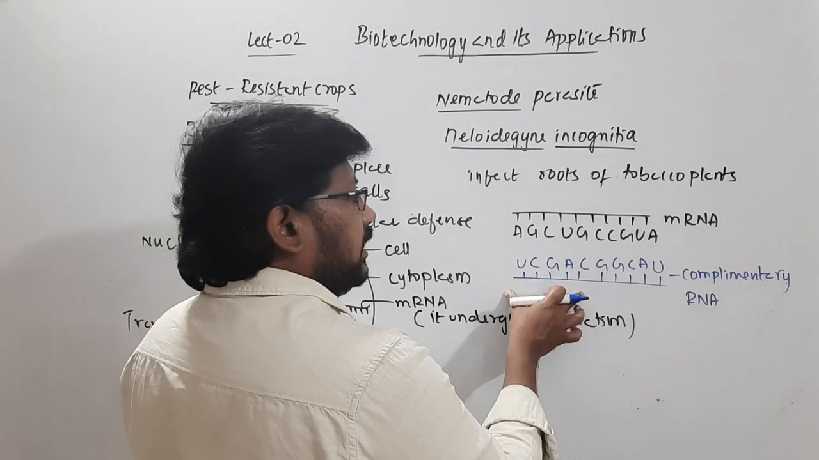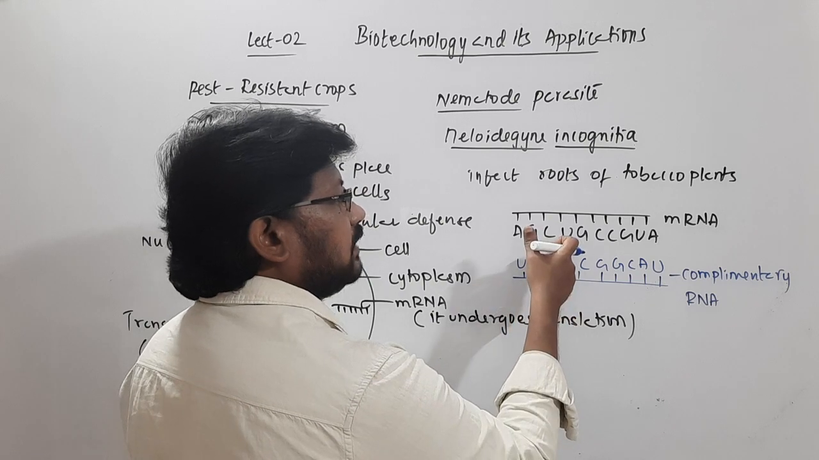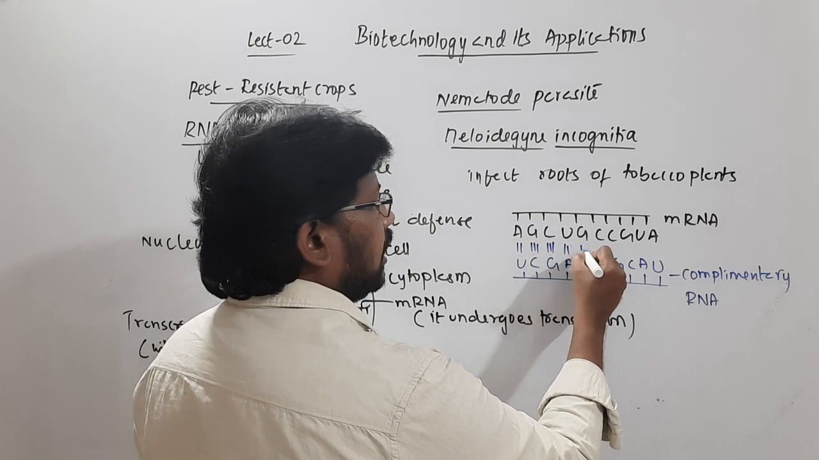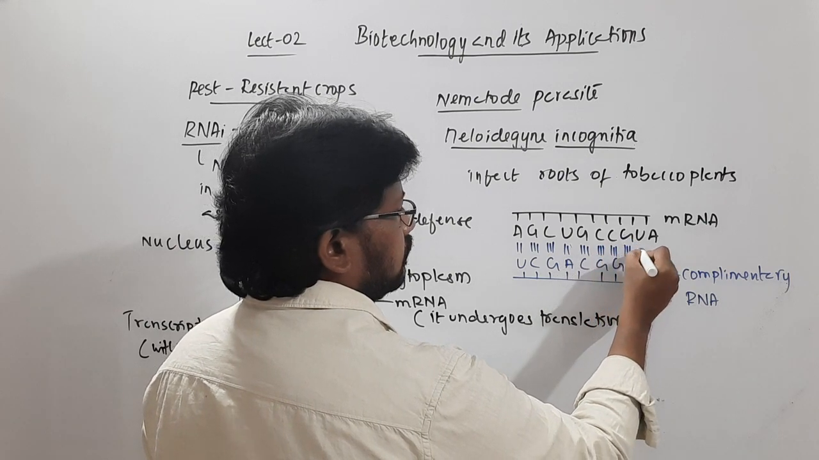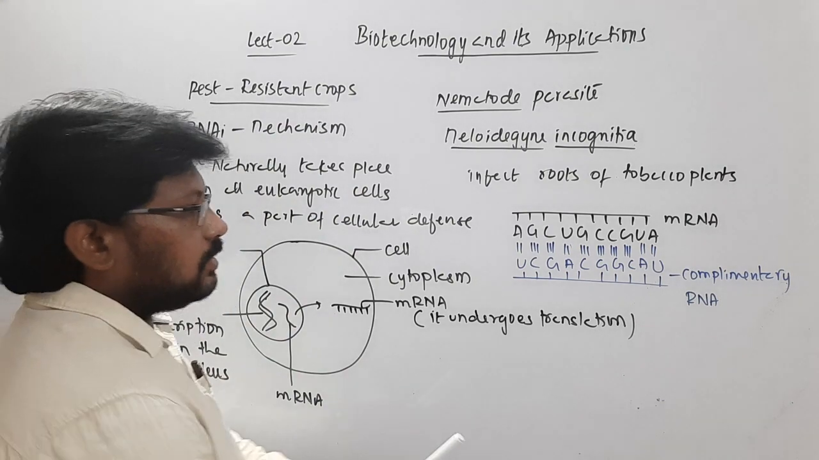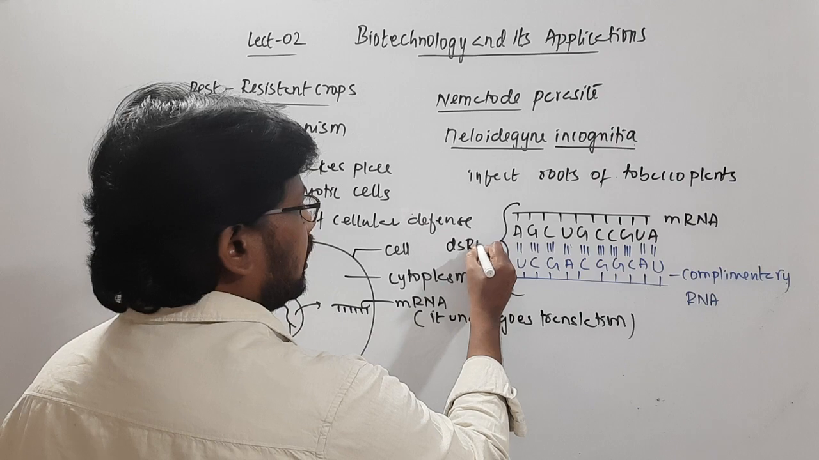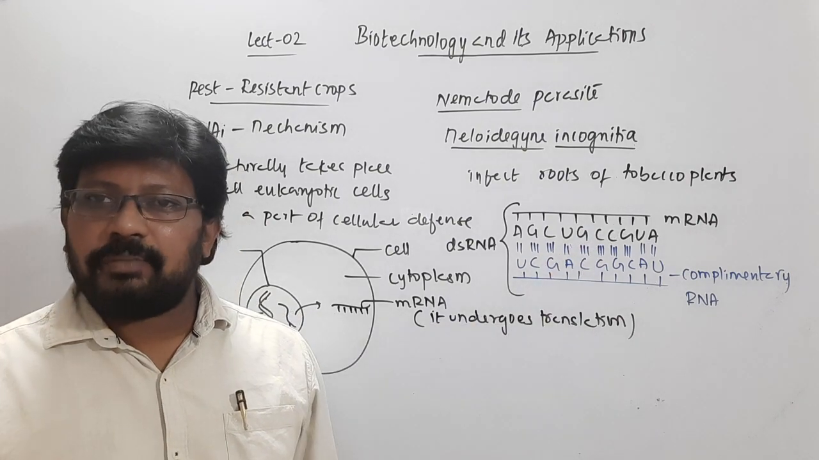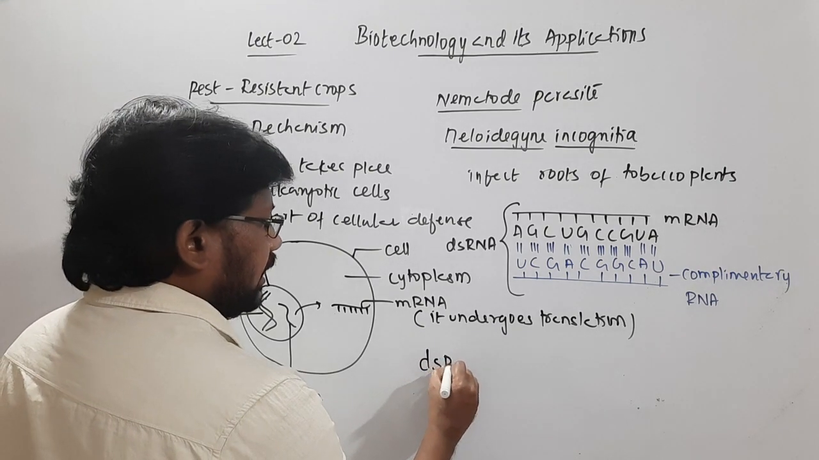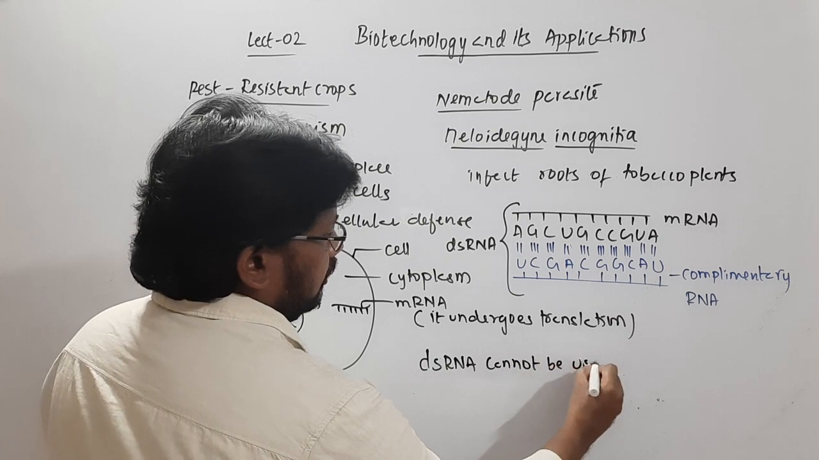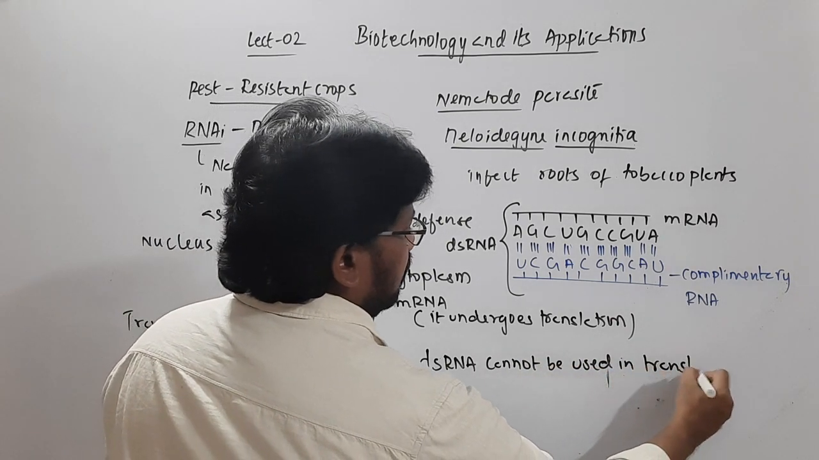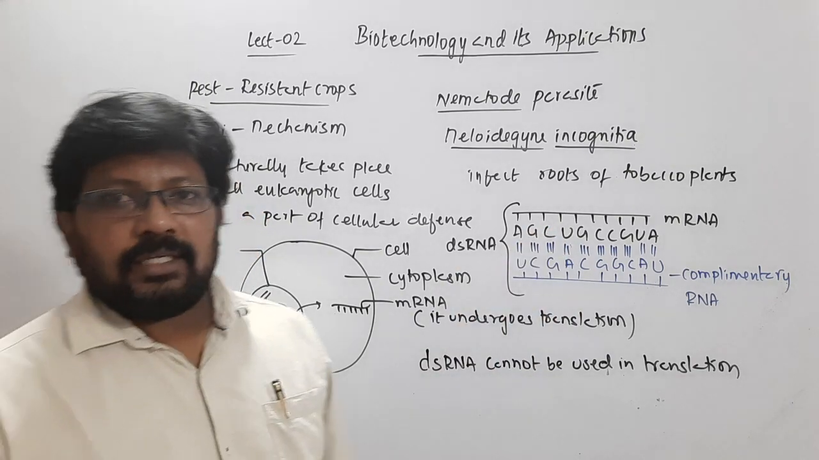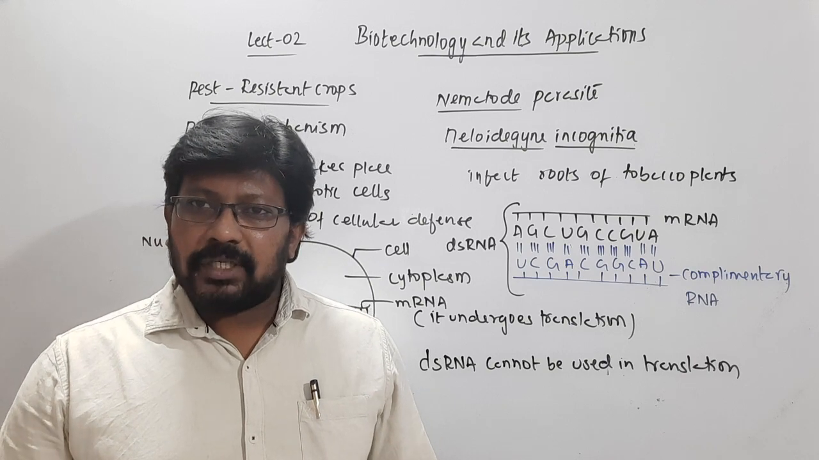Now when we introduce this complementary RNA molecule into the cytoplasm, what happens? It binds with this mRNA, and it becomes a double-stranded RNA molecule. If the double-stranded RNA molecule is formed, then this mRNA cannot be translated. The double-stranded RNA cannot be used in translation. If translation doesn't take place, the polypeptide that needs to be formed from this mRNA will not be synthesized. So I can say that we have stopped the expression of that gene.